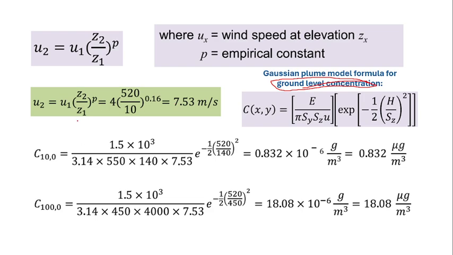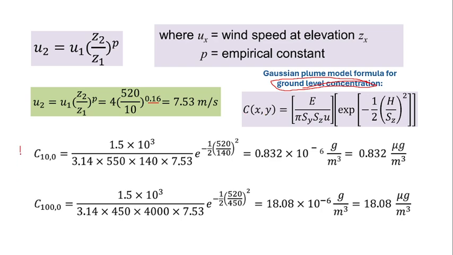So we are using the same formula. U2 is equal to U1 into (Z2 divided by Z1) whole power p. The exponent p is given in the question, which is 0.16. Now 520 divided by 10 is 52. 52 power 0.16 into 4 is 7.53 meter per second. Now we have obtained all the data essential to calculate the concentration at the different distances.